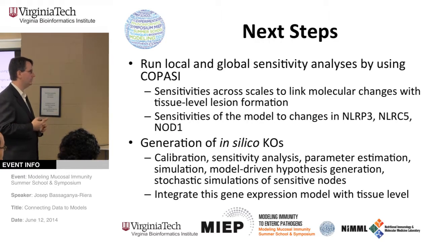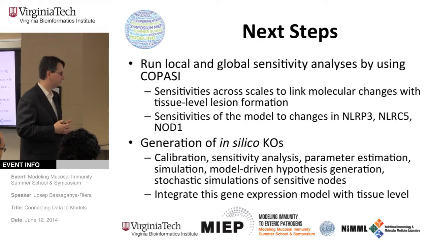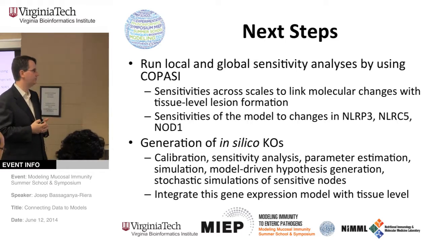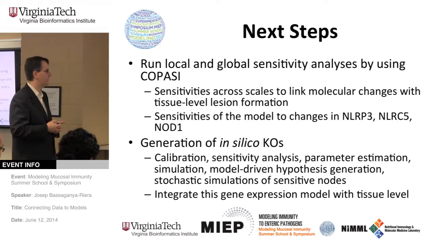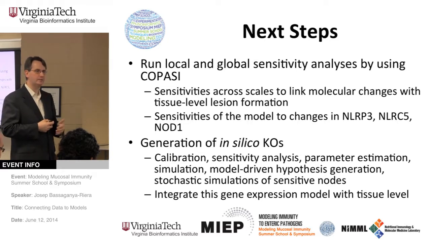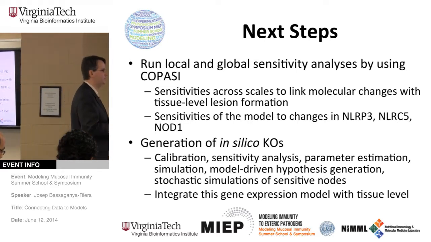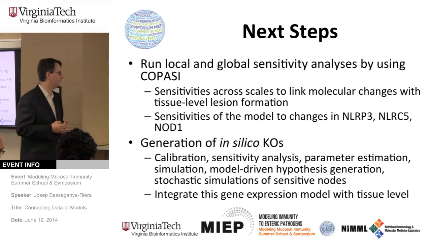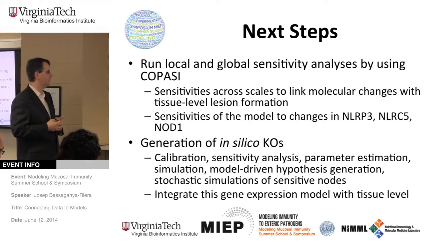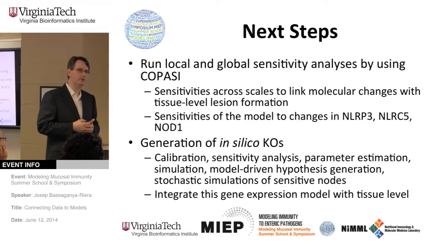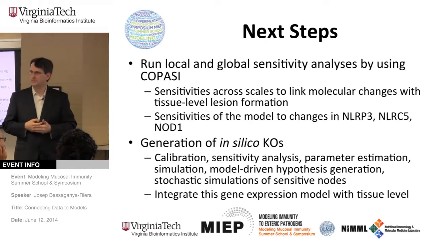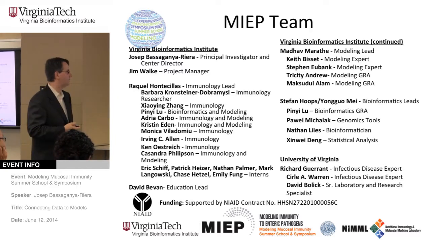So what will be the next steps for this use case? We've run some local sensitivities. We'll be running some global sensitivity analysis. I've shown you data for NLRX1. We'll run data for NLRP3 and NLRC5, which by the way is linked to MHC class 1 presentation and was upregulated in that data set, not one. We'll generate additional in silico knockouts. And we'll integrate this gene expression model with the tissue level model by using the multi-scale modeling platform that Dr. Marathi was alluding to earlier.